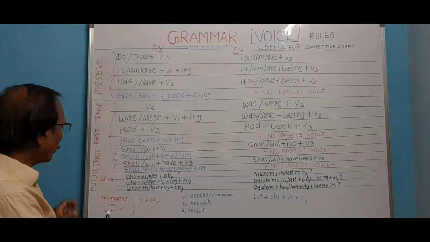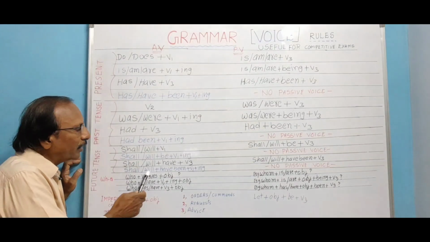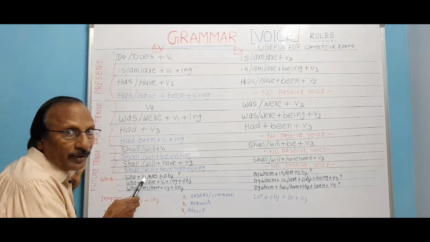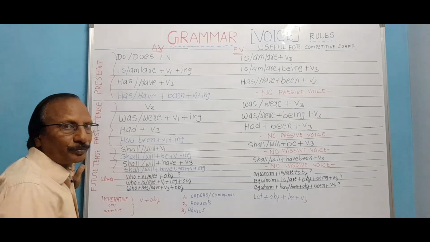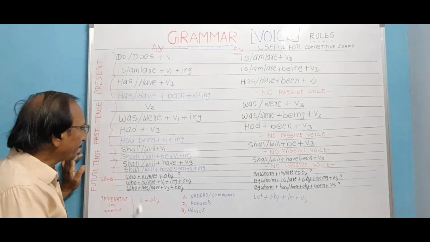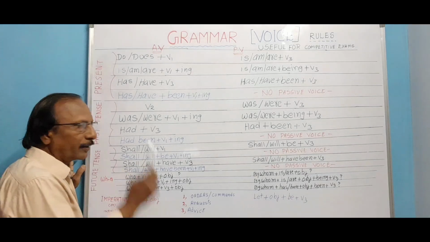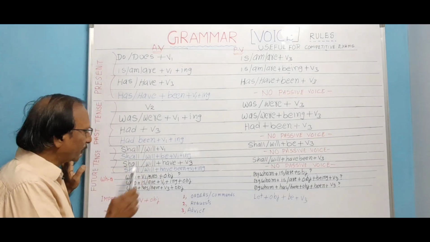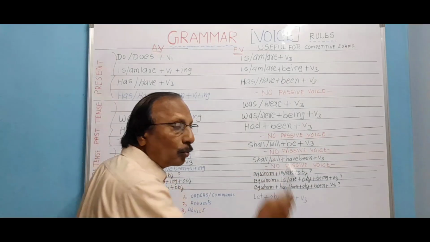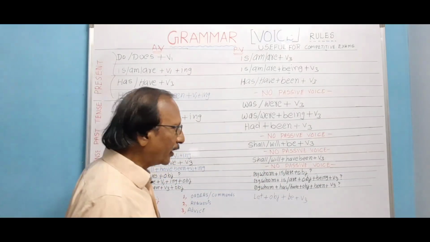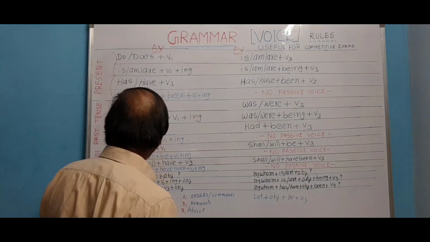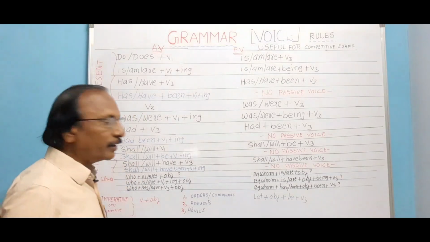Now, let us come to past tense. We can apply the same rule for past tense also. Suppose: who, V2 will be here. Who wrote letters? In this place, V2 will be there. Past tense, V2. There will be no S or ES. Who wrote letters? By whom were letters written? By whom were the letters written?